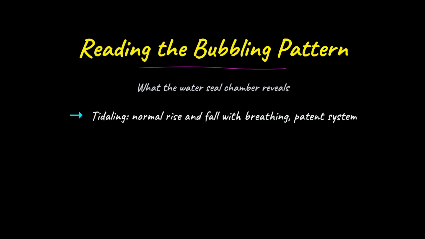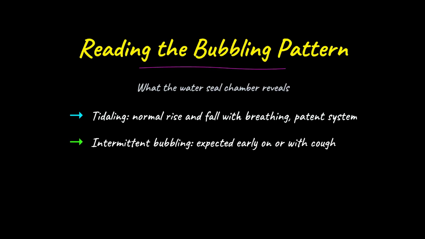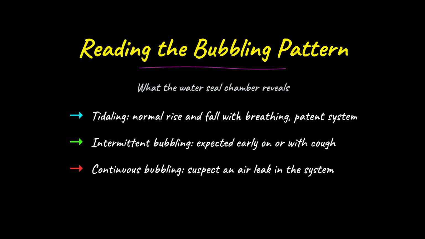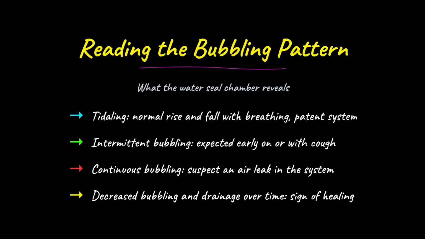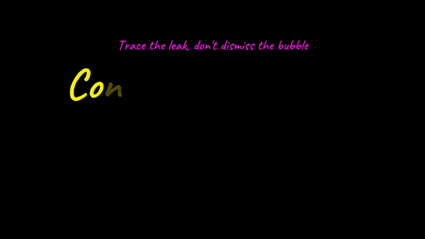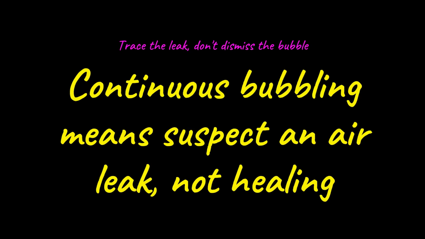Tidaling, the gentle rise and fall of fluid with breathing, means the system is patent. Intermittent bubbling early on can reflect normal air evacuation, but continuous bubbling signals an air leak, while healing shows up as decreasing bubbling and drainage over time, never persistent bubbling. When you see continuous bubbling, don't call it normal, healing, or a sign the system is clamped. A clamped system wouldn't bubble at all. Instead, trace the tubing from patient to drainage unit to find and fix the leak.